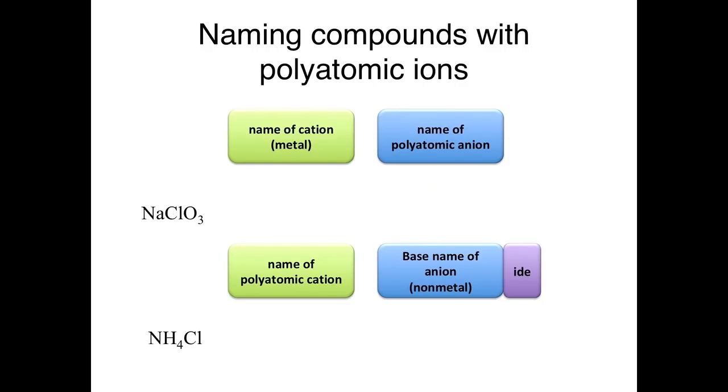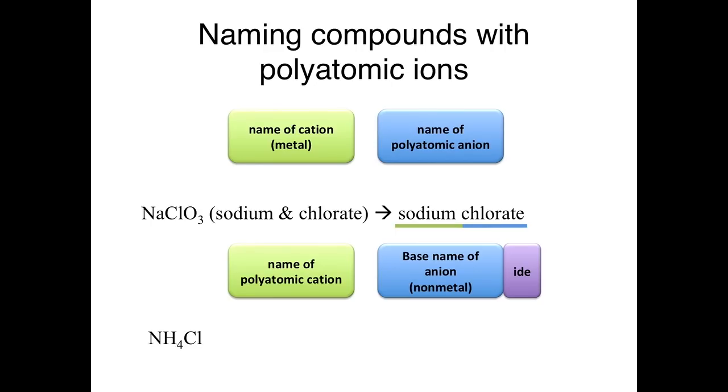Now the good thing about naming ionic compounds containing polyatomic ions is that they're quite simple. So for example, if you have sodium and chlorate here, its name is simply adding the name of the metal plus the name of the polyatomic ion. So that's sodium chlorate. And of course, if it's a transition metal as a cation, you also need to follow the rules of including Roman numerals. But in this case, it is not.